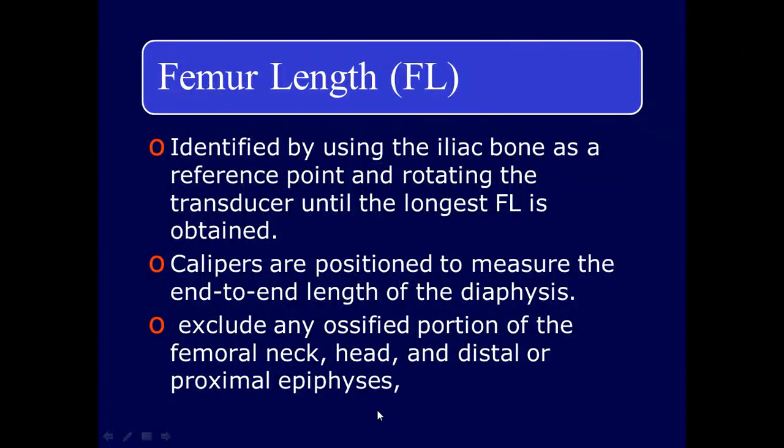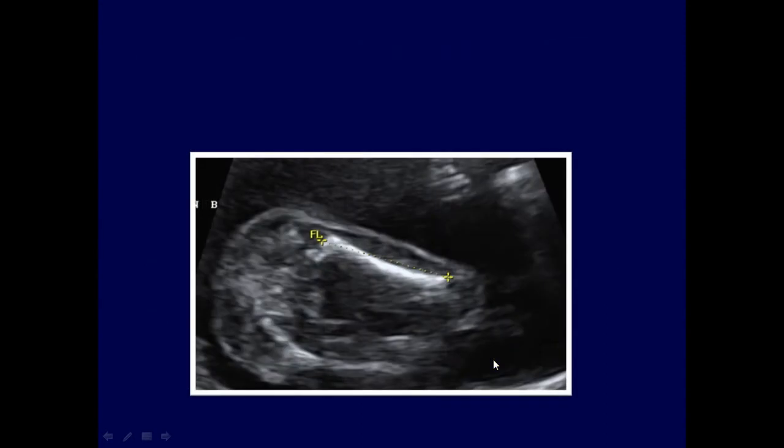The femur length image is generally the easiest of the standard fetal biometric images to perform. The femur can be identified by using the iliac bone as a reference point and rotating the transducer until the longest femur length is obtained. The calipers are positioned to measure the end-to-end of the diaphysis, excluding any ossified portion of the femoral neck, head, and distal or proximal epiphysis, which are visualized only in the third trimester.